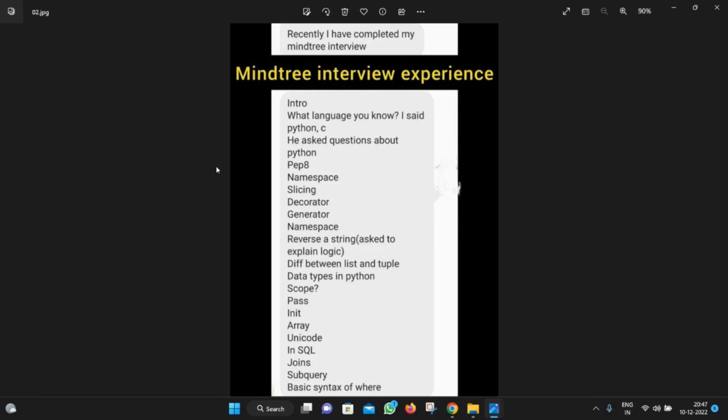Then what is Python, what is PEP8, what is namespace, what is decorator, what is generator, slicing, reverse a string and explain the logic, difference between list and tuple, data types in Python, scope, pass, init, array, Unicode. In SQL, they will ask questions from joins. What are joins? What is a subquery? Basic syntax of the where clause. So these are all the mandatory technical interview questions.